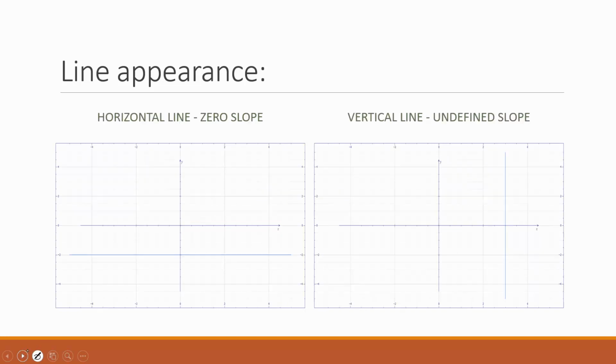If you have a horizontal line, such as y equals negative 5, then your slope is 0. So the slope is 0 for any horizontal line, any y equals a number type of graph. If you have a vertical line or x equals a number, such as x equals 5 or x equals negative 3, then the slope is undefined. So again, the slope is undefined for any vertical line or any x equals a number type of graph.